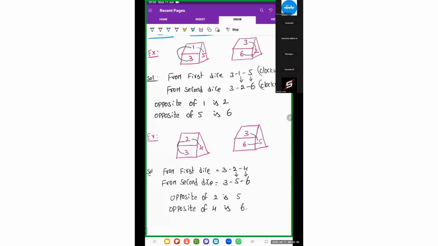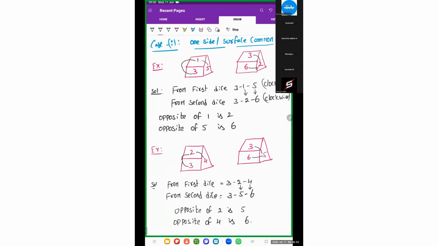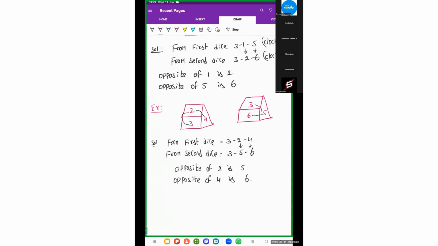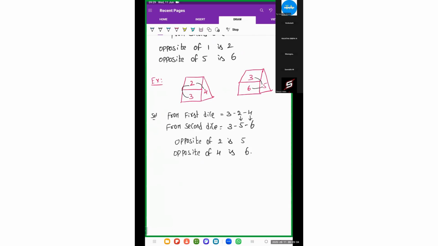Next, case 2: when two sides are common. In such a case, how do we identify? Here the opposite of 3 we don't know. The question will come only for these two, not the opposite of 3.